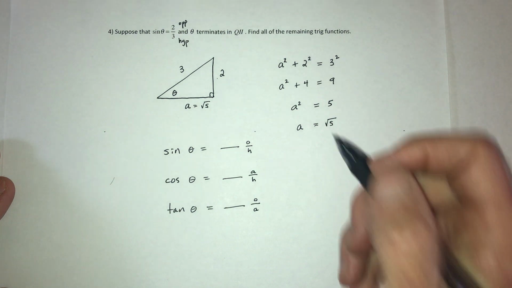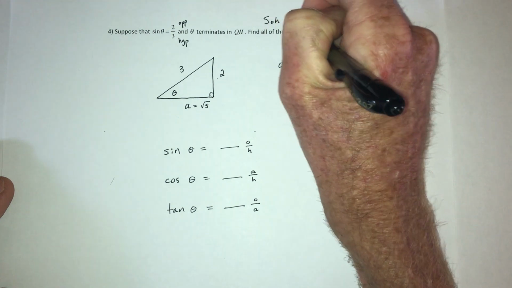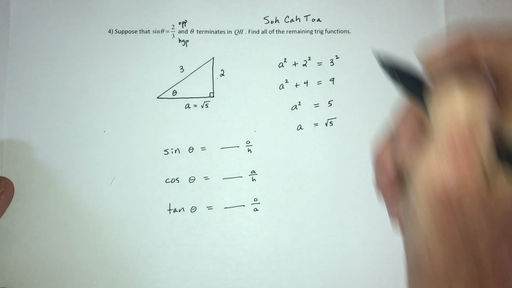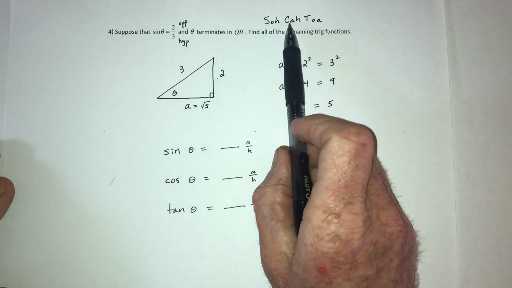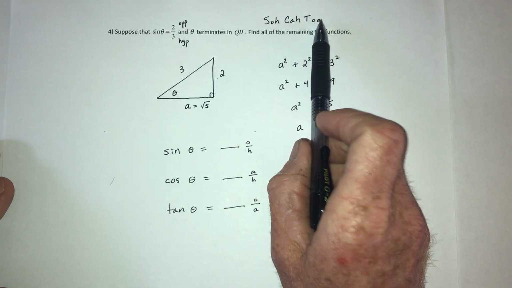So some people use SOHCAHTOA to remember the trig functions. So sine is opposite over hypotenuse, cosine adjacent over hypotenuse, tangent opposite over adjacent.